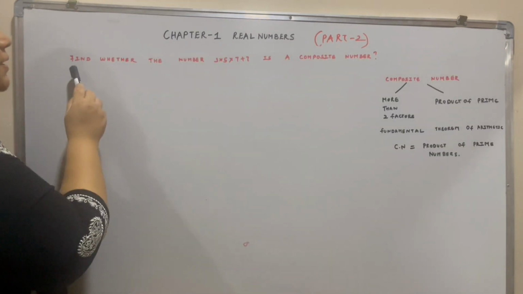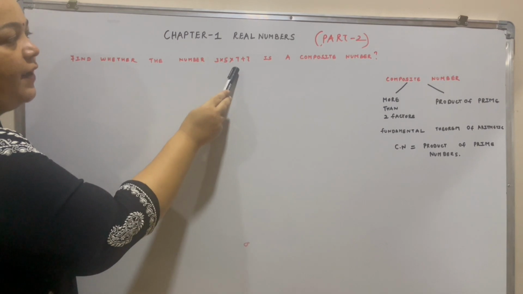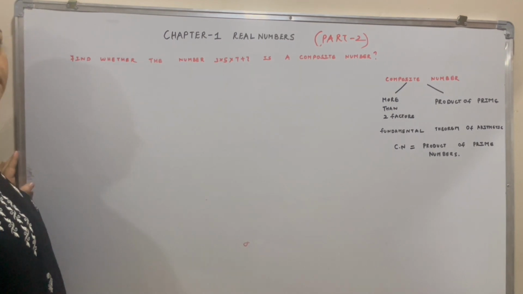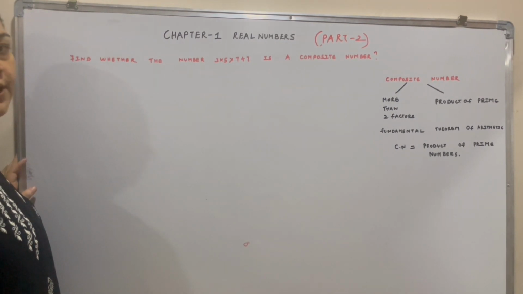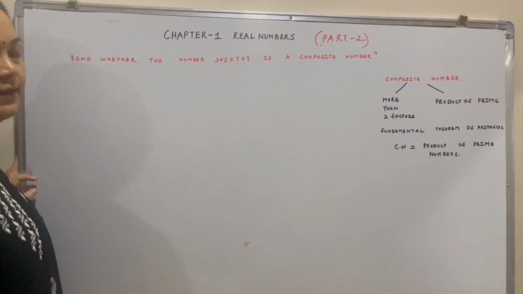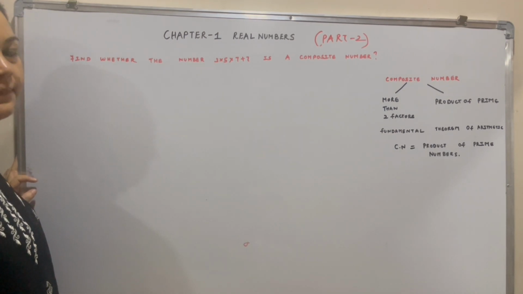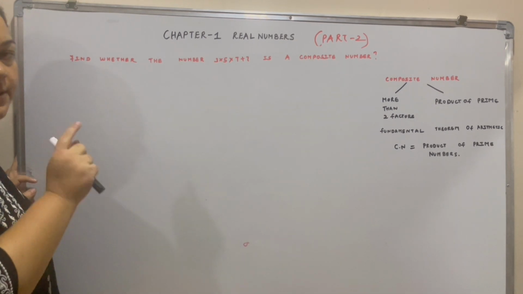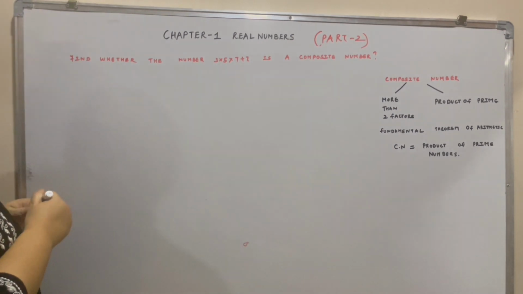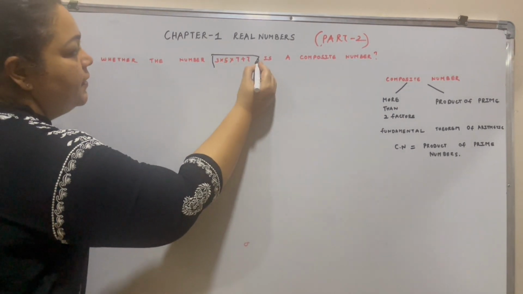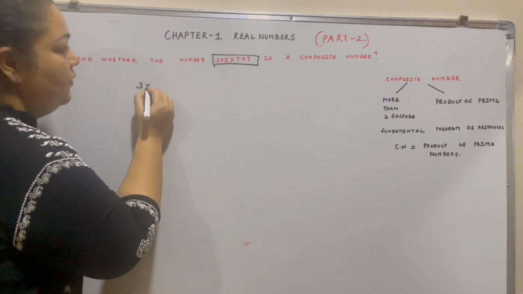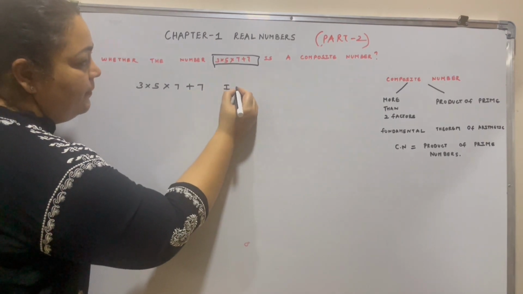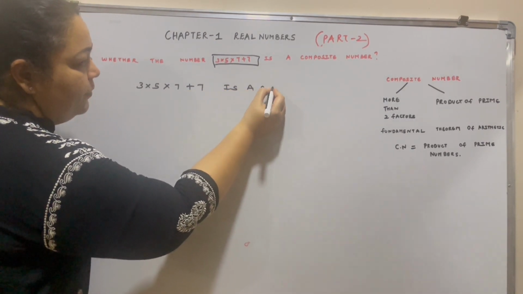Now the next question is: find whether the number 3 into 5 into 7 plus 7 is a composite number. So what is a composite number? We know the definition: it has more than two factors, and it is a product of primes. According to the fundamental theorem of arithmetic, a composite number is equal to a product of primes. So we have to prove whether this number is a composite number or not.